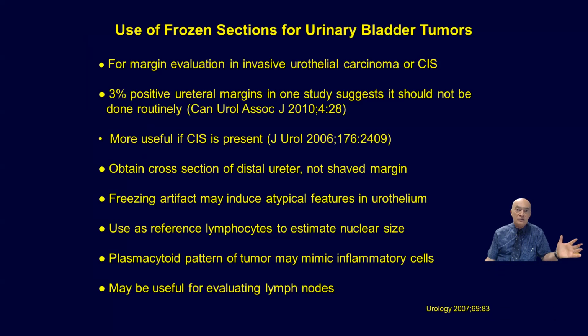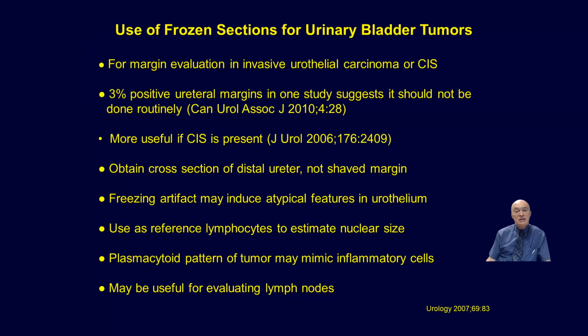Then the frozen sections. In the first case, sometimes we need to get frozen sections to evaluate the margins, especially the ureteral margin. Many times the involvement is not obvious, but if there is a tumor that is too close to the ureteral margin, it may produce evidence of either invasive urothelial carcinoma or carcinoma in situ. About 3% of the positive ureteral margins, in one study, suggests it should not be done routinely.